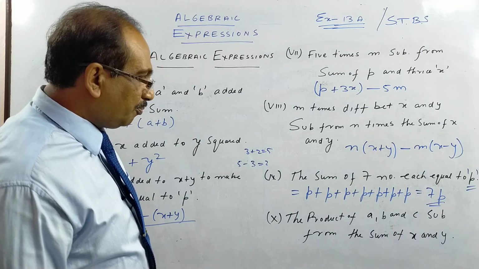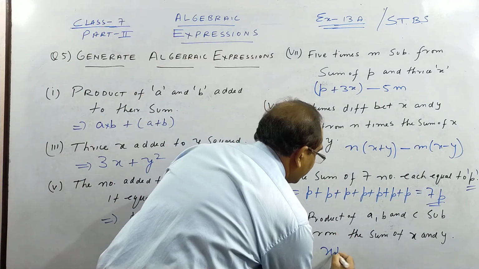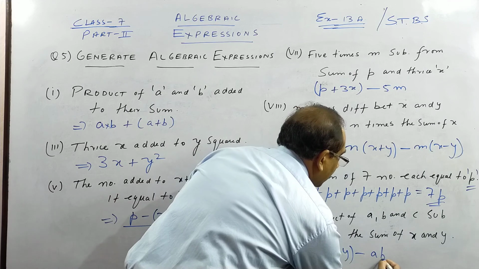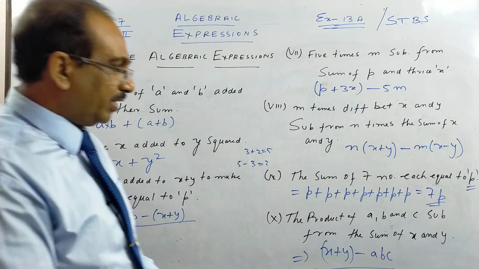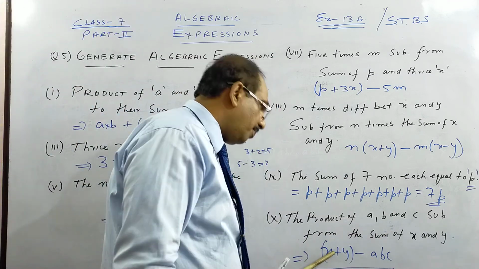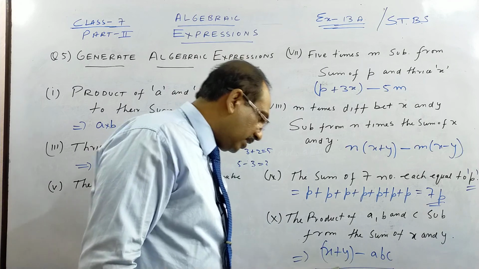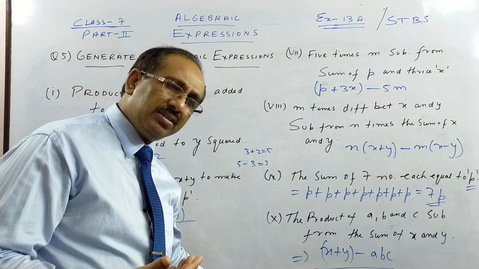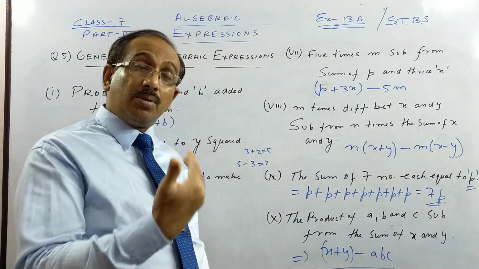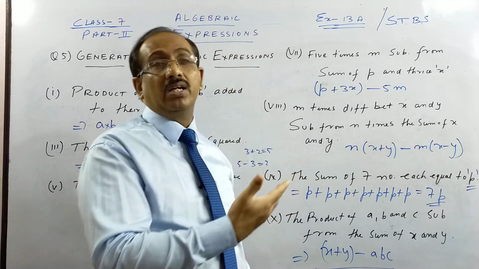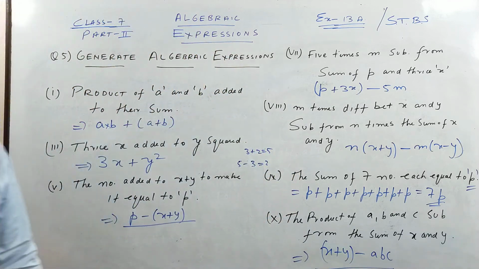Last, we see the product of a, b, c subtracted from the sum of x and y. So from x plus y you subtract abc. The product of abc is subtracted from the sum of x plus y, so this will come first. Whenever "from" is there, children, in subtraction, that comes first. Subtract 2 from 3, so 3 minus 2. Same logic. So please pause the video and copy. Then we move on to something very important in the last question, question number 6.